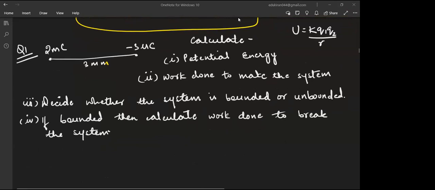K gets multiplied. K Q1 Q2 divided by R. It is getting multiplied.